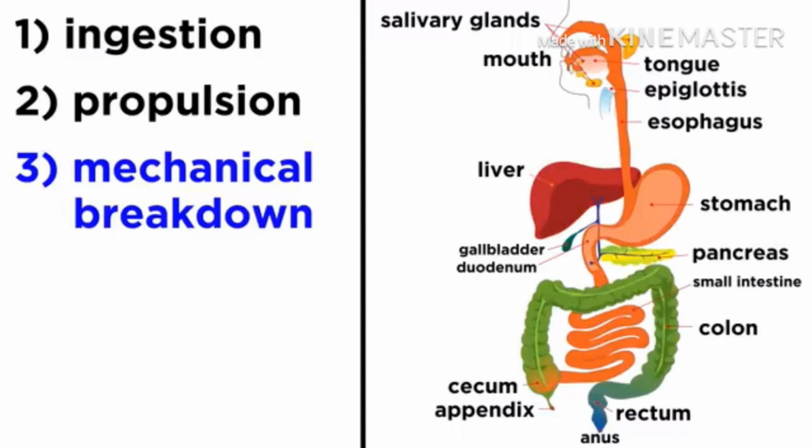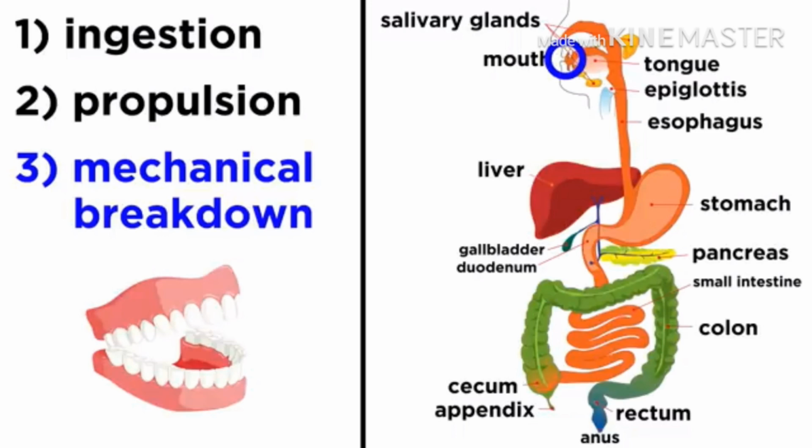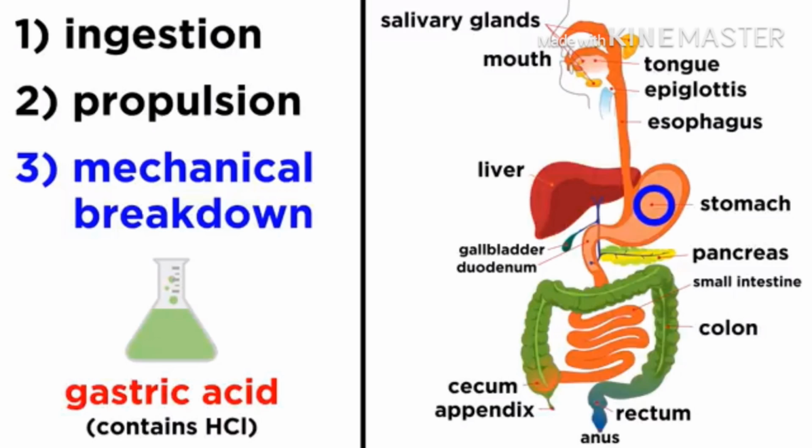Third is the mechanical breakdown. It begins by using teeth and saliva and continues with further breakdown by digestive juices in the stomach, a very acidic environment due to the presence of gastric acid, which contains hydrochloric acid.